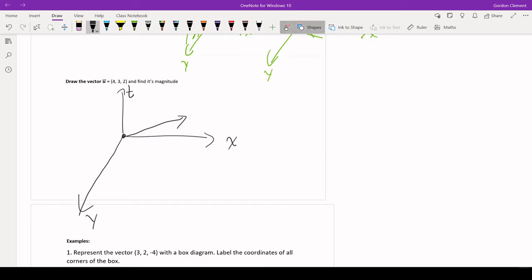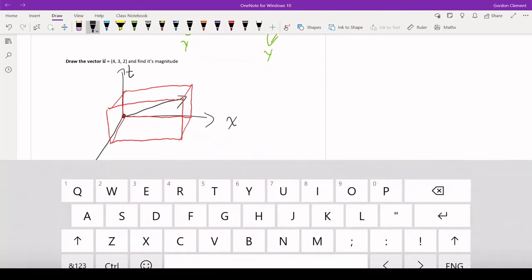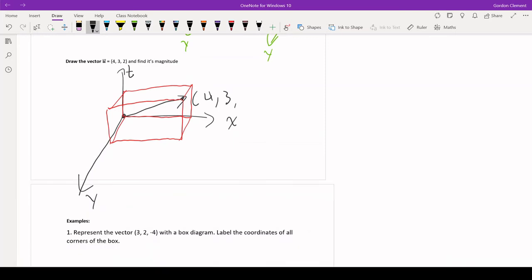So how I do that is sort of draw a rectangle on the front, draw a rectangle for the back, and then make a box to sort of give this diagram some shape. So now I can kind of visualize that that vector is coming sort of out of the page towards me. So that's the corner 0, 0, 0. And then this corner is 4, 3, 2.